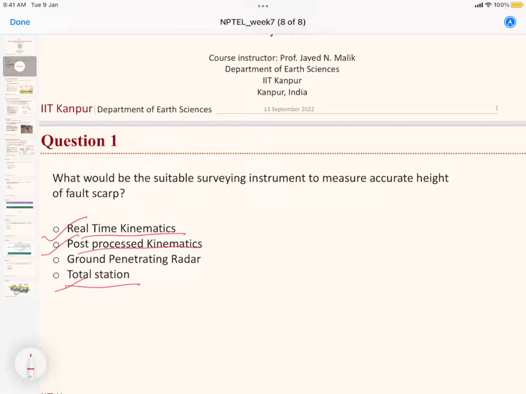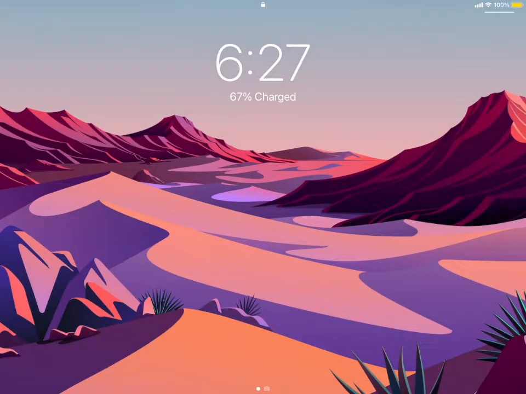PPK. Why PPK? Because here, it could be, yeah, but here we want to accurately map the fault scarp, and we can see the fault scarp, and now we want to calculate it with the highest level of accuracy. So what method do you think will work, that has the highest accuracy?